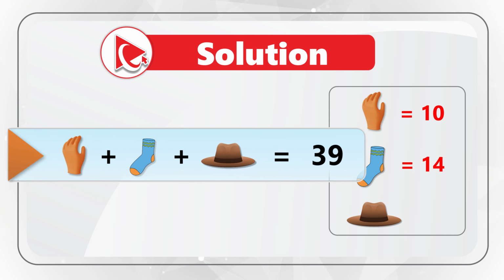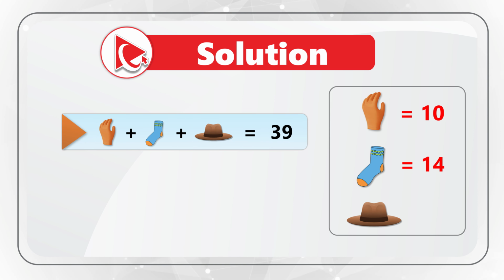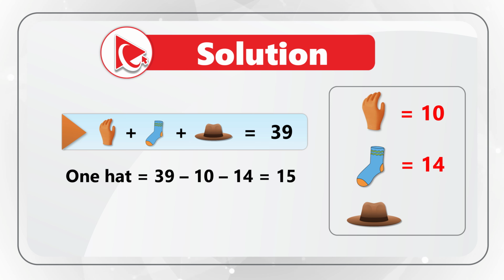Let's go to the third expression. 1 glove plus 1 sock plus 1 hat equals 39. We can calculate the value associated with the hat. It equals 15, because 39 minus 10 minus 14 equals 15.